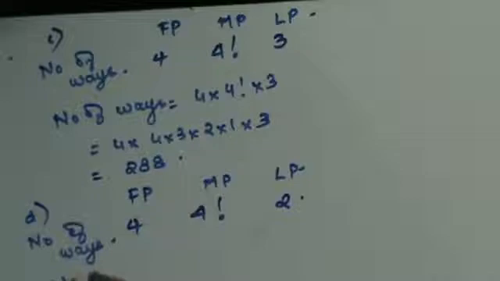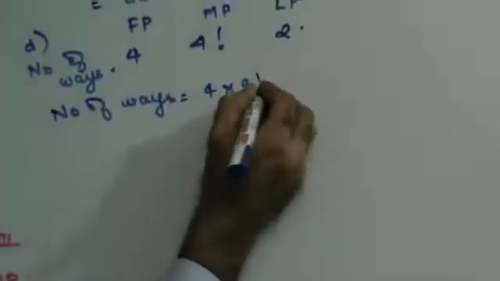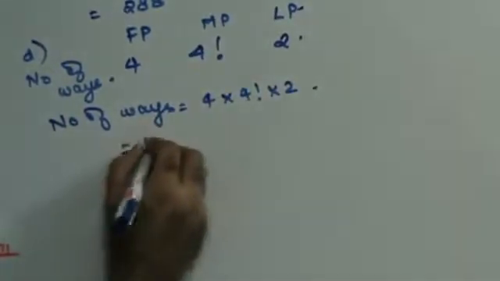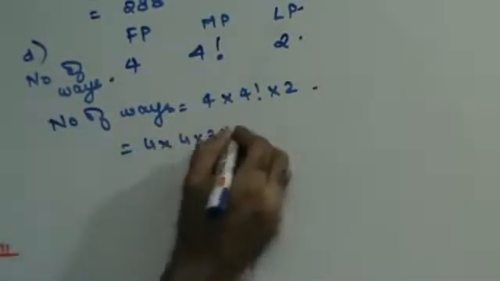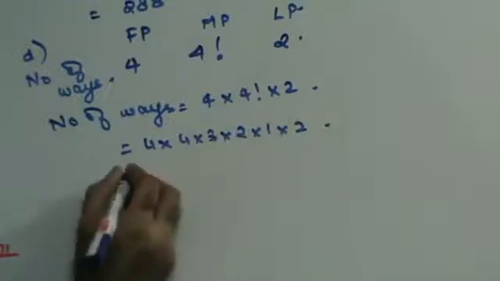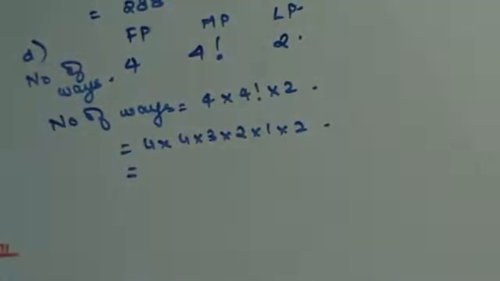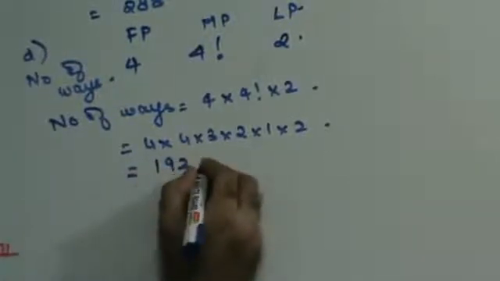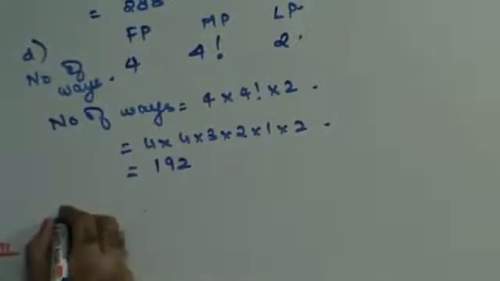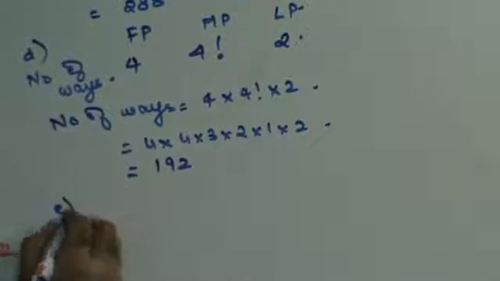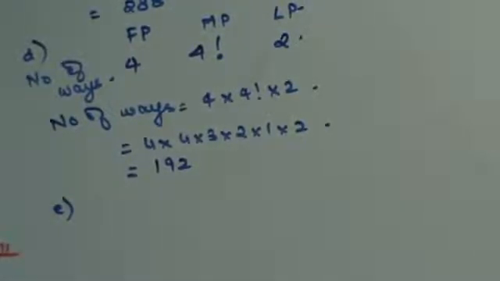So number of ways is going to be 4 into 4 factorial into 2. That's 4 into 4 into 3 into 2 into 1 into 2. So when you multiply this, you will get this answer as 192. There are 192 words that can be formed which begin with a consonant and end with a vowel.